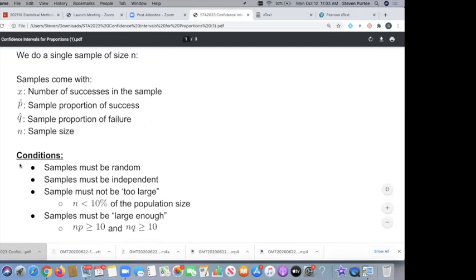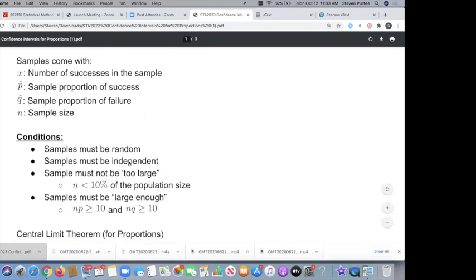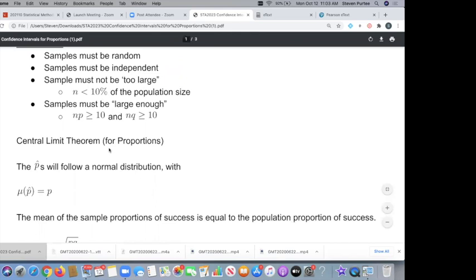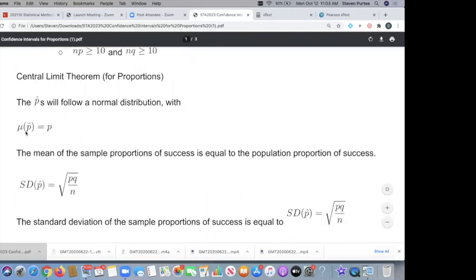And again, we have to meet all the conditions of the central limit theorem. We need good samples. The sample has to be independent. It's not too large. We have our size conditions. Then the central limit theorem would apply, which means that all possible samples of that size would follow a normal distribution, with the mean sample success rate equaling the population success rate and the standard deviation of all possible sample success rates being the square root of PQ over N. So that's all stuff we had before.